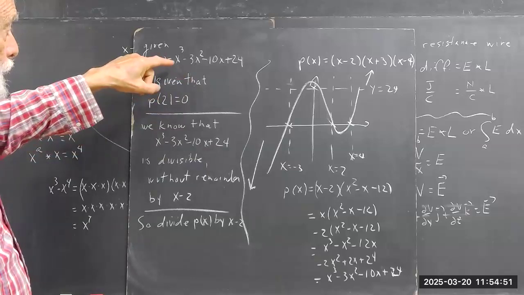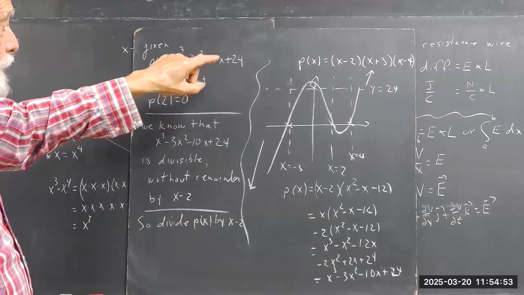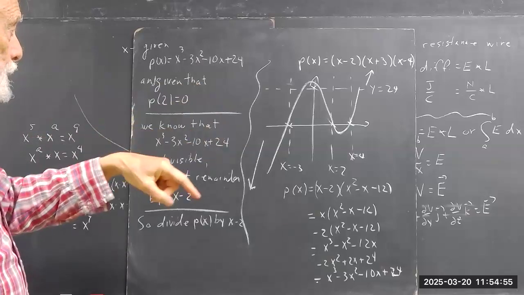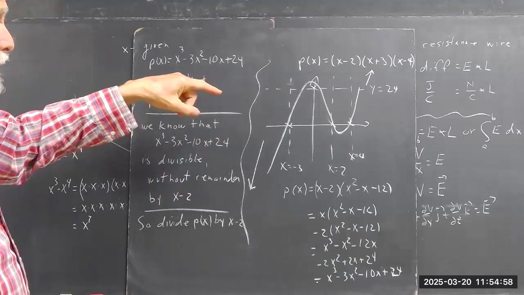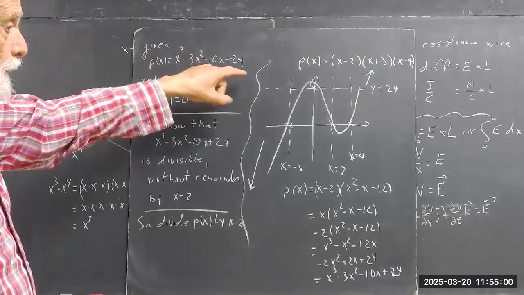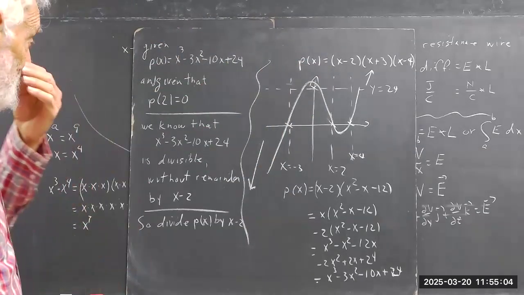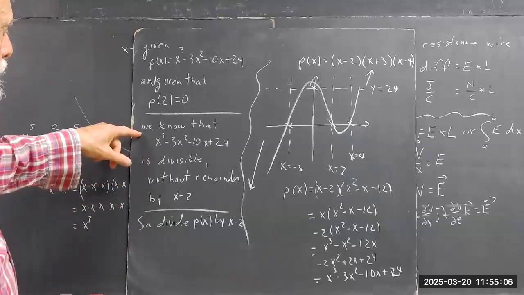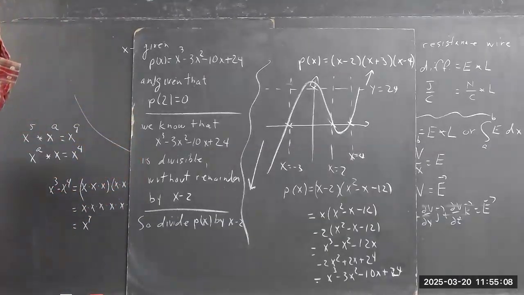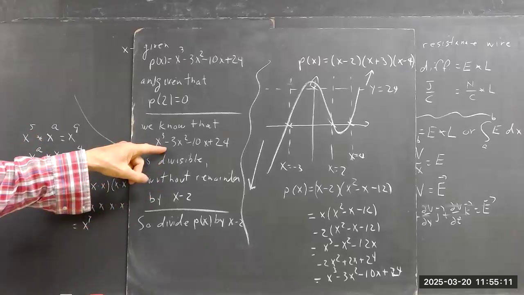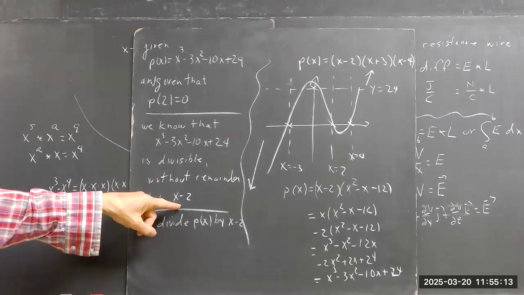And you can plug 2 in here, you're going to get 8, you're going to get -12, you're going to get -20, you're going to get 24. -12 minus 20 is -32, 8 plus 24 is 32. You get 0. So we know then that this is divisible without remainder by x minus 2.